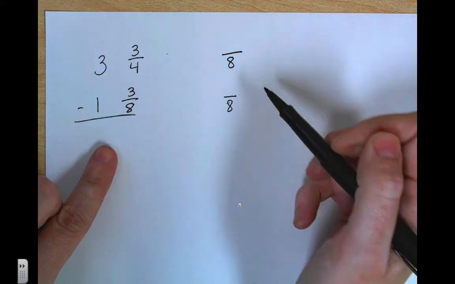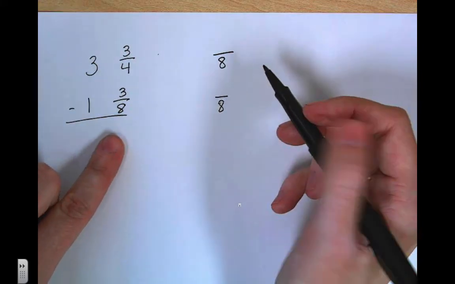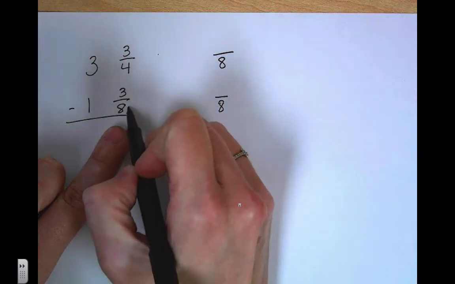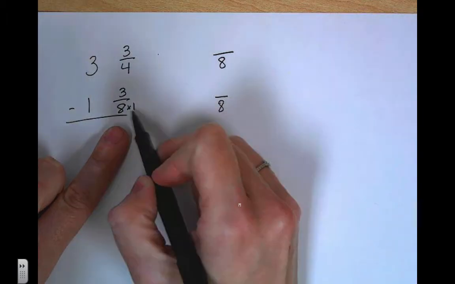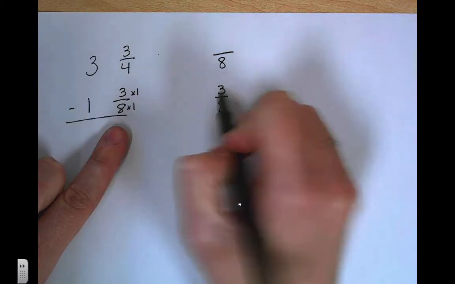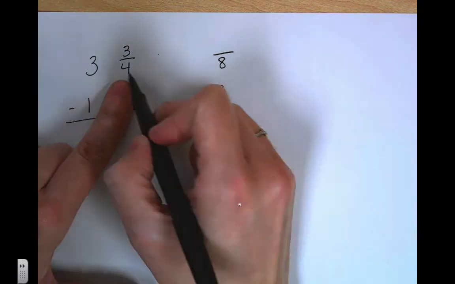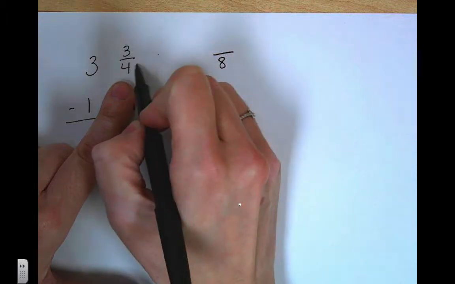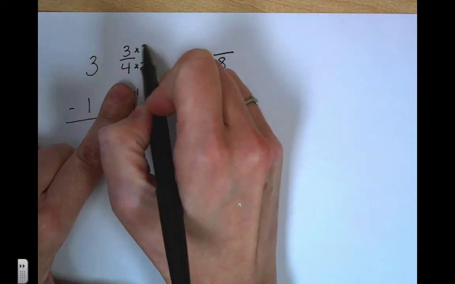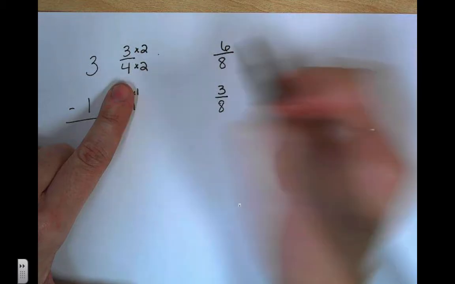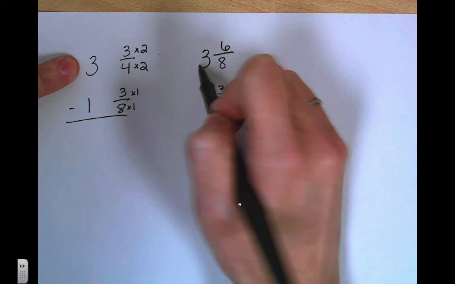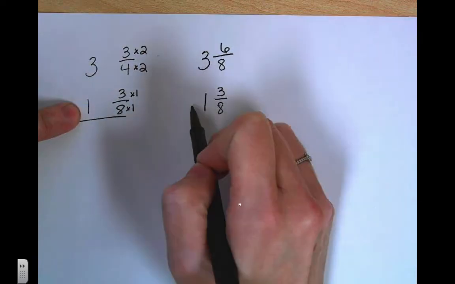Okay, so just like we did when we were subtracting and adding with just fractions instead of mixed numbers, how did I get from 8 to 8? I multiplied by 1. So I'm going to do the same thing with my numerator. So that one does not change. And how did I get from 4 to 8? I multiplied by 2. So I'm going to do the same thing with my numerator, and 3 times 2 is 6. Now for this, my whole number stays the same. So my 3 stays, my 1 stays.